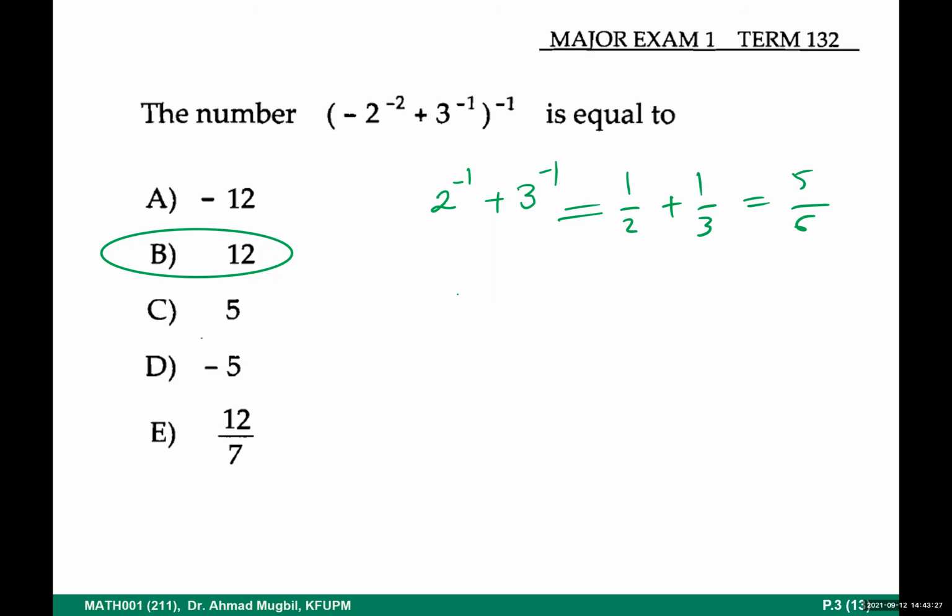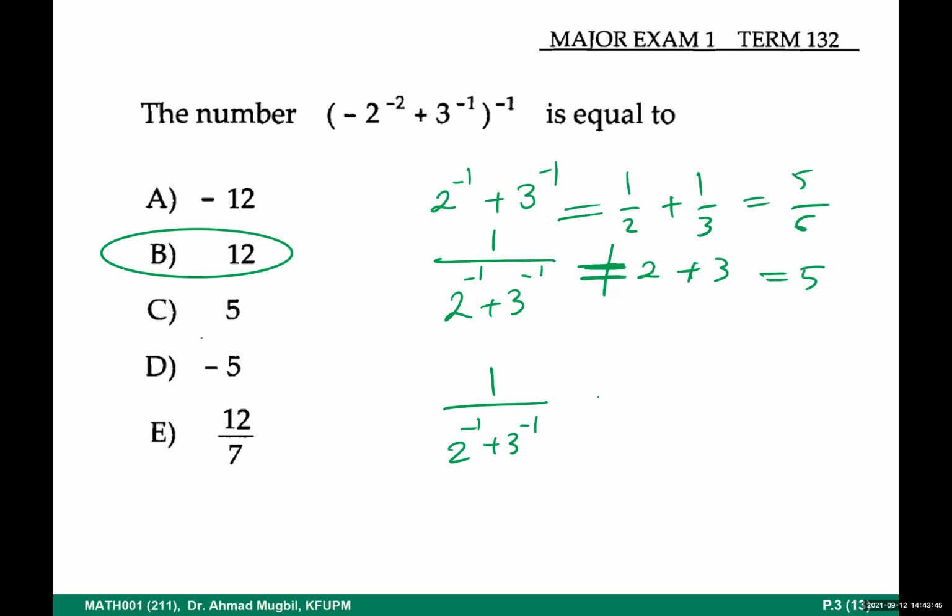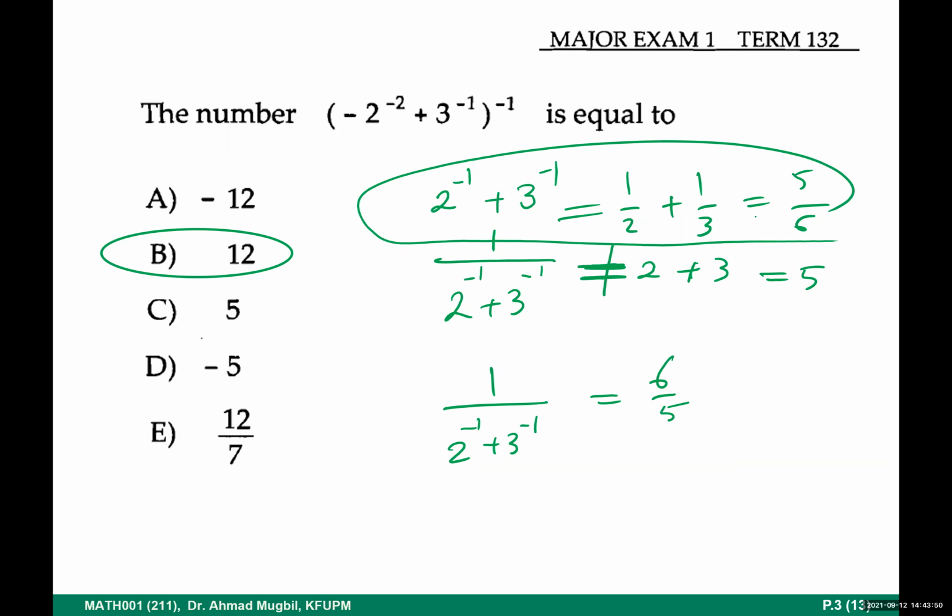Now, is it correct if we said 1 over 2 to the power negative 1 plus 3 to the power negative 1, when they are in the denominator, is it equal to 2 plus 3? It is not. This is 5 over 6, shabab, and this is the reciprocal of it. So in fact, 1 over 2 to the power negative 1 plus 3 to the power negative 1 is 6 over 5, the reciprocal of this one. It can be shown easily. This is just 1 over a half plus a third, and a half plus a third is 5 over 6, so this is 6 over 5. So it is never equal.